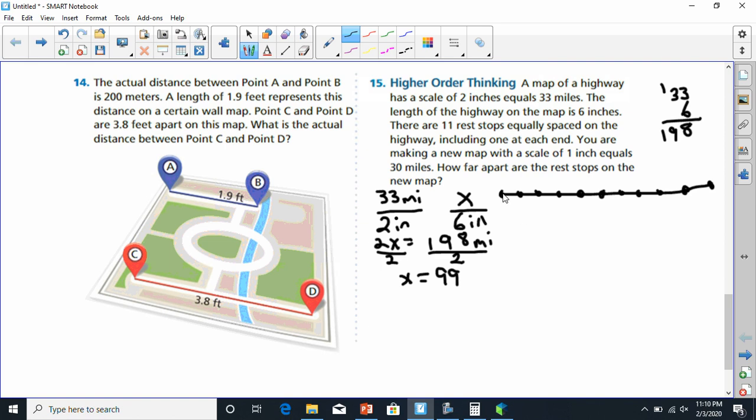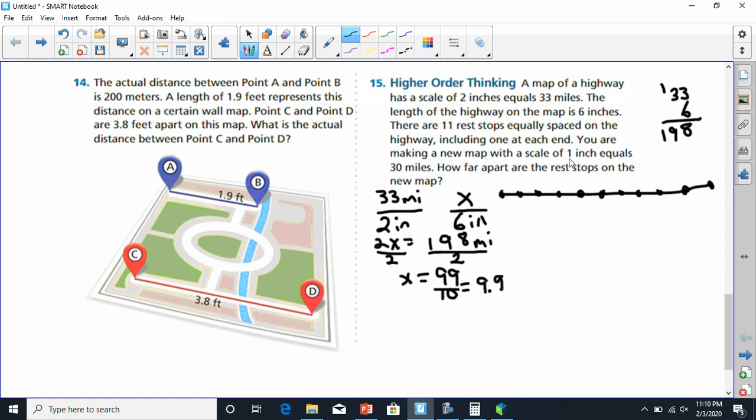Let's count this out again. 1, 2, 3, 4, 5, 6, 7, 8, 9, 10, 11. There's 1 at each end. So let's see. There's really 10 segments in between all these stops. 1, 2, 3, 4, 5, 6, 7, 8, 9, and 10. So we have to divide this 99 by 10 to find out how far apart are the rest stops. So that's going to be, oh boy, let's divide 99 by 10. That's going to give us 9.9. So this is 9.9 miles in between.